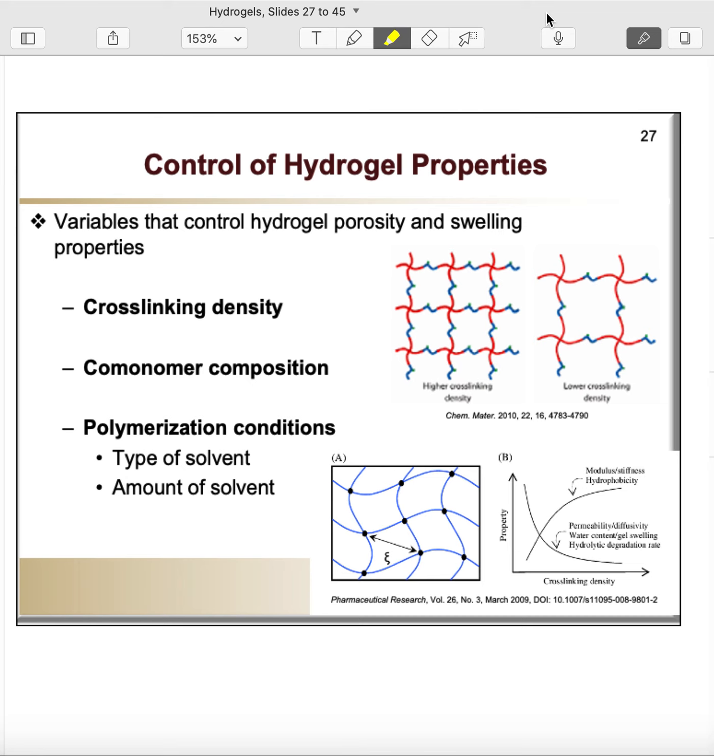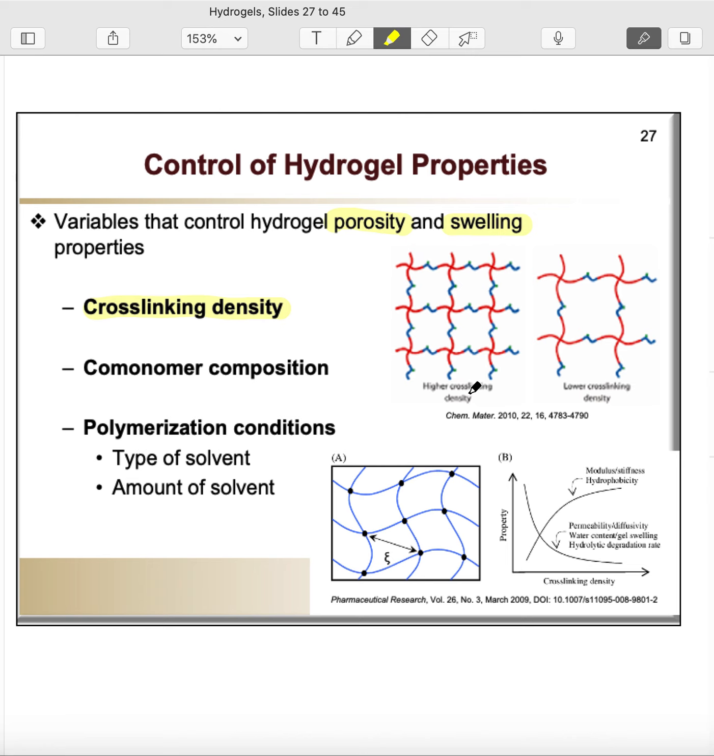So to begin with, when we talk about controlling hydrogel properties, what we're really talking about is controlling the porosity of those hydrogels and therefore the ability of those hydrogels to swell. Obviously, that has to do with the cross-linking density. The cross-linking density means basically how often do we have a junction point or a tie point in between polymer strands. So for example, here we have an example of a system that has a high cross-linking density versus one that has a low cross-linking density. Obviously, in this particular case, we have more junctions than we do on the right-hand side. And obviously, the higher the cross-linking density, the lower the porosity of the hydrogel system.